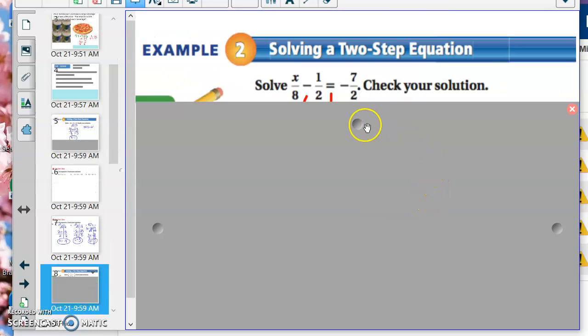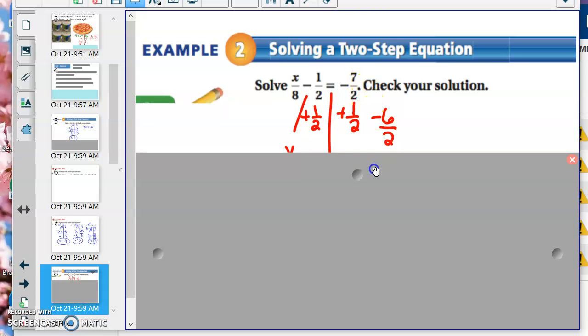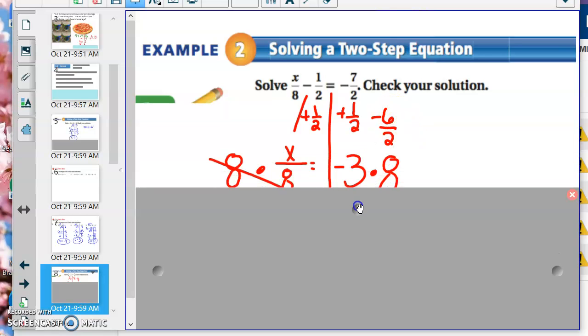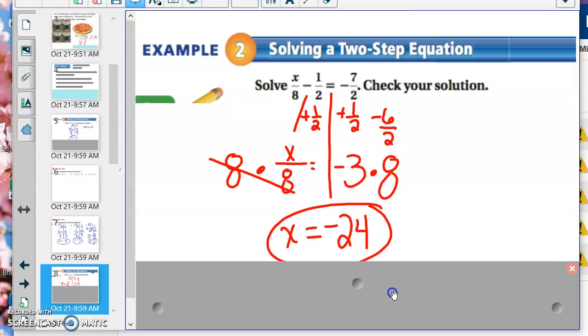Next one's going to be a little bit trickier. I don't have to do step 1, I don't have any like terms that I have to combine, but I do have to undo this subtracting 1/2 by, of course, adding 1/2 to both sides. Well, that cancels, so now -7 over 2 plus 1/2 actually gives me -6 over 2. Well, -6 over 2 can just be simplified to -3. Then remember, this is x divided by 8. So that means I had to times by 8 on both sides because that's what undoes dividing by 8. That then leaves you with negative 24.